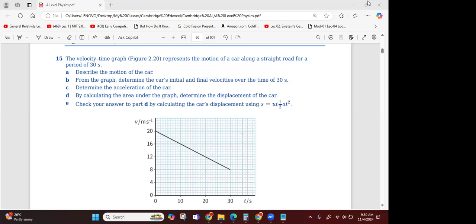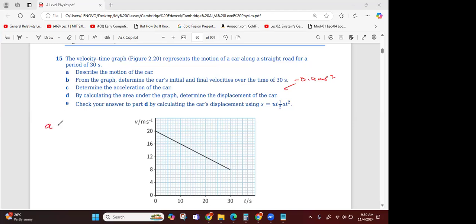Minus 0.4 meters per second squared. That's the answer for the acceleration question.